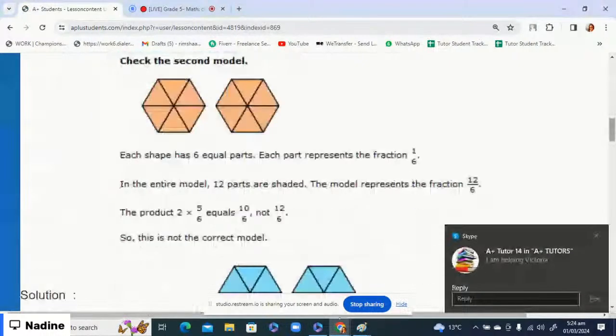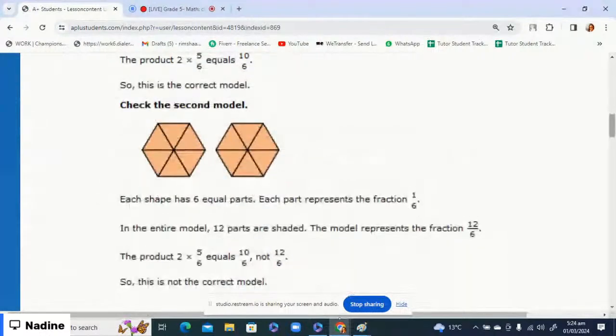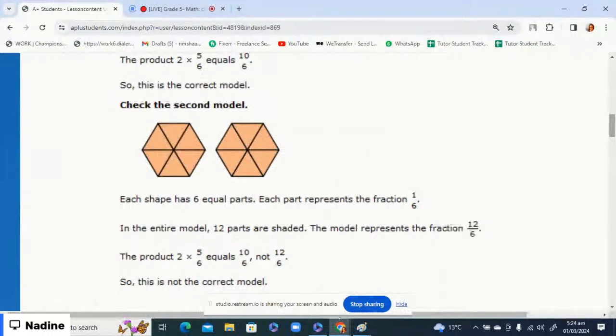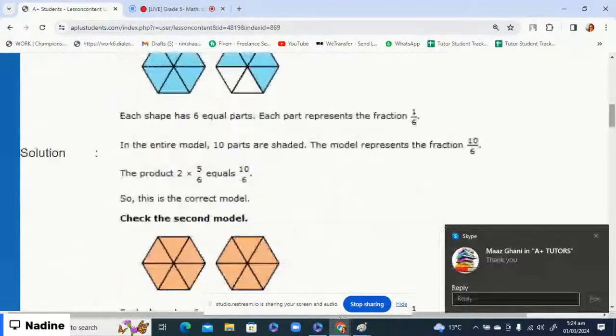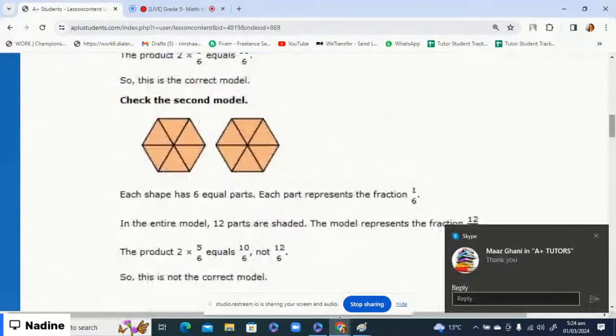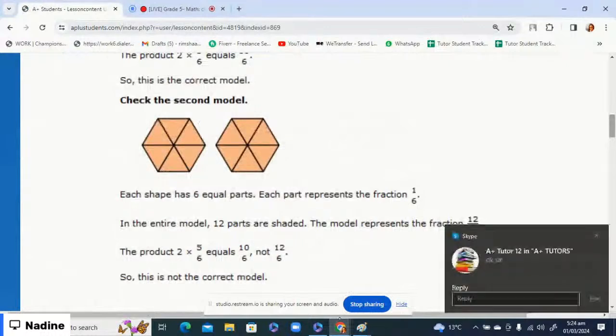If we are checking the second one, look at how many small boxes. 1, 2, 3, 4, 5, 6. The other one, 1, 2, 3, 4, 5, 6. All are colored, but the answer is 10. It means that only 10 parts are colored here, but here all the parts are colored, which is 12. So that is not our answer. So we can say that this is not a correct model.